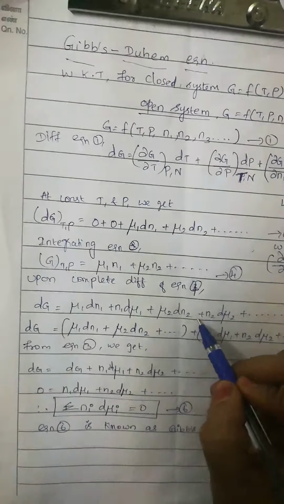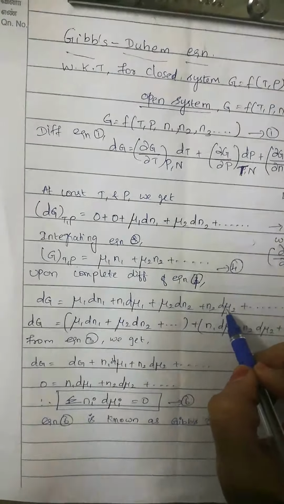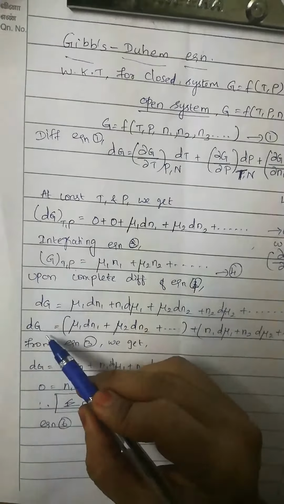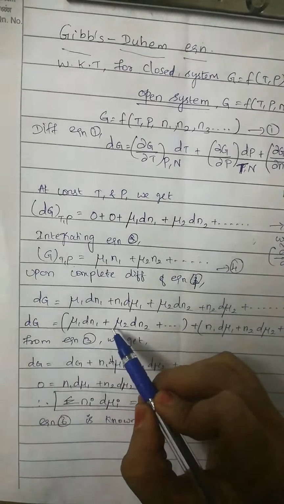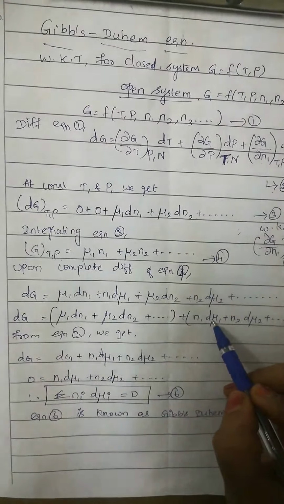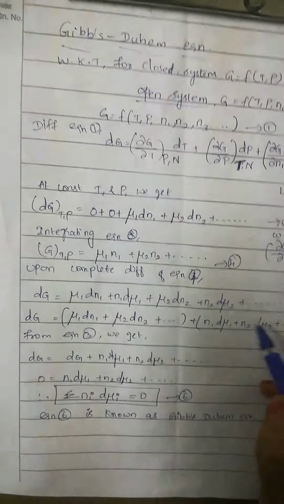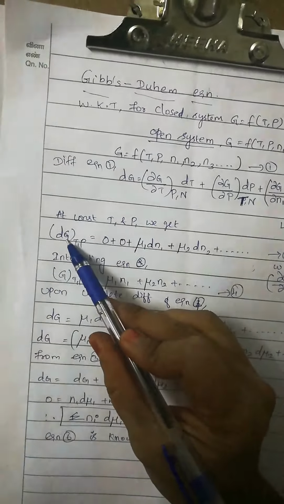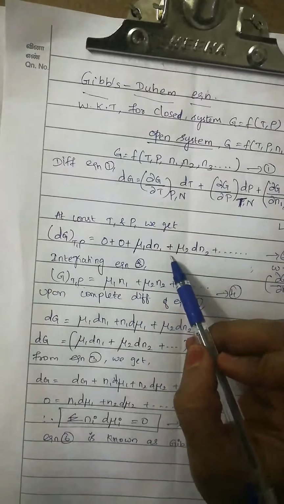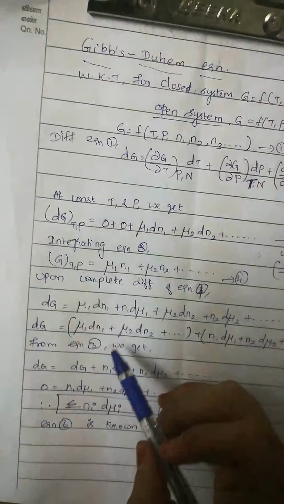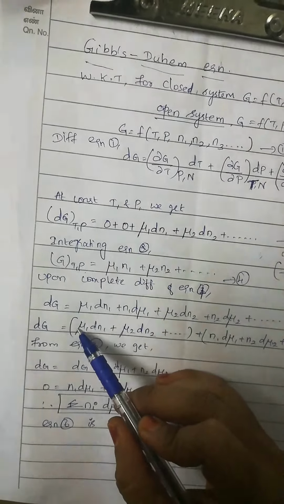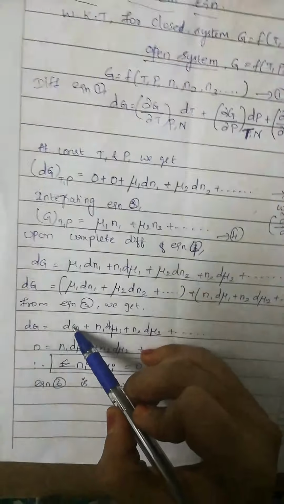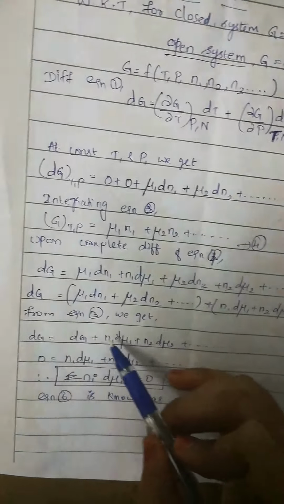Therefore, by combining the same terms, we will get dG is equal to mu1 dN1 plus mu2 dN2 plus N1 d mu1 plus N2 d mu2. Therefore, from equation 3, we come to know that dG is equal to mu1 dN1 plus mu2 dN2. Therefore, we are substituting here for mu1 dN1 plus mu2 dN2 equal to dG. Therefore, dG is equal to dG plus N1 d mu1 plus N2 d mu2.